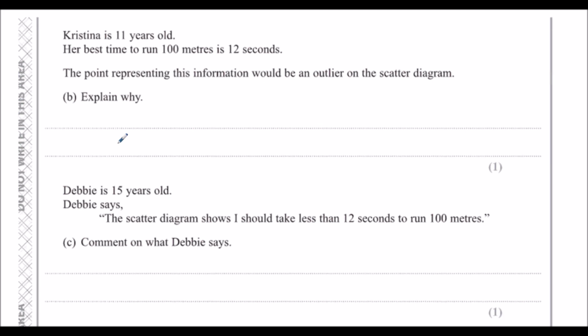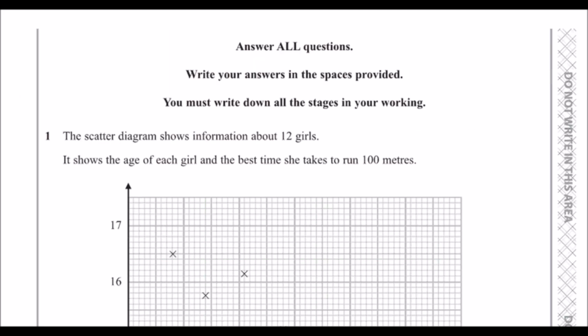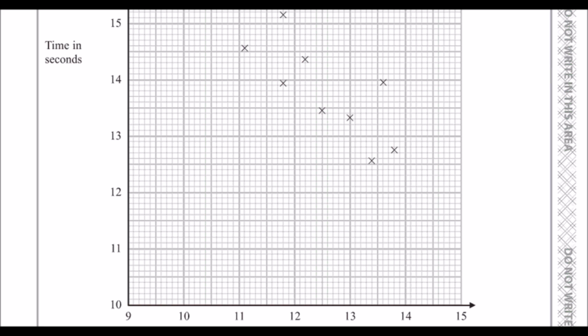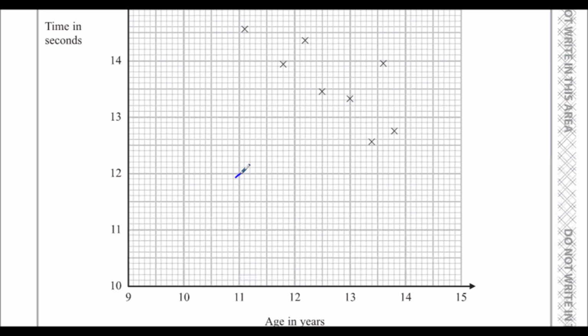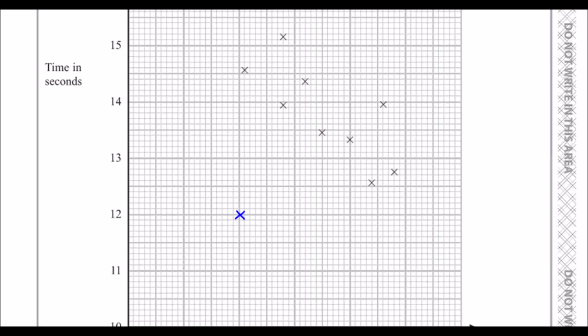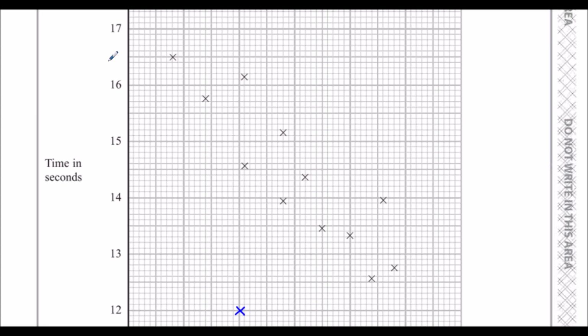Part B, Christina is 11 years old. Her best time to run 100 meters is 12 seconds. The point representing this information would be an outlier. Explain why. So if she's 11 years old, it takes her 12 seconds. So 11 years old and 12 seconds, that would be here. So why is that an outlier?